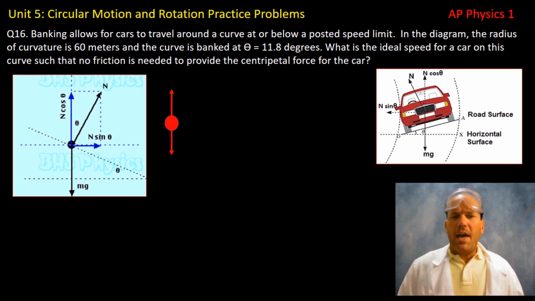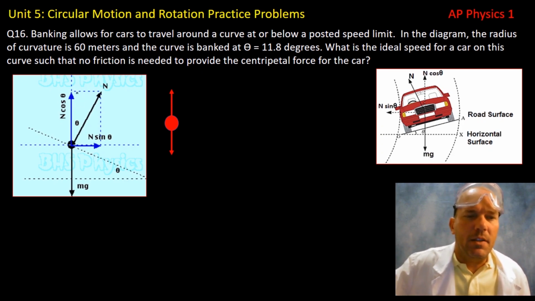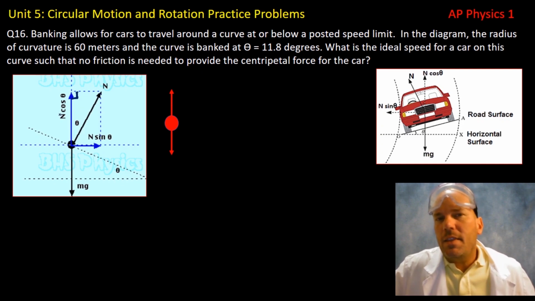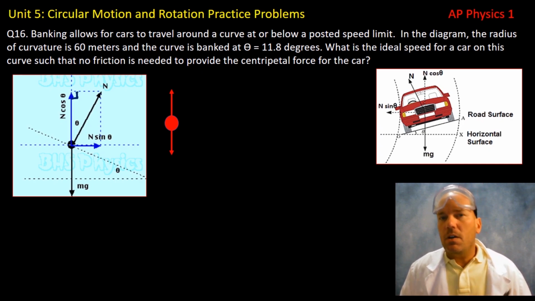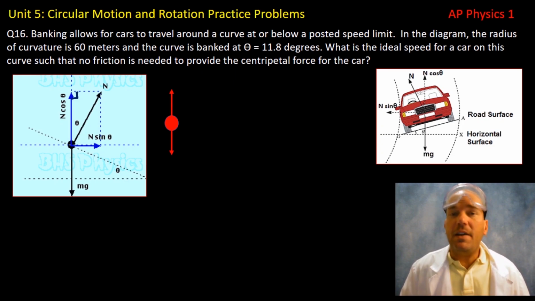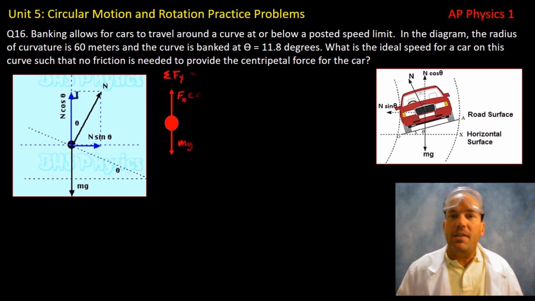Vertically, we have that force normal cosine theta. Let me show you this real quick. So we have our angle theta here, and the vertical component of the resultant vector is cosine. It is adjacent. So our hypotenuse or resultant vector is force normal. The vertical component in this case is force normal multiplied by cosine theta, and opposite of that we have the force of gravity.